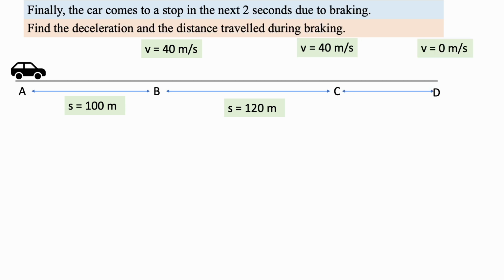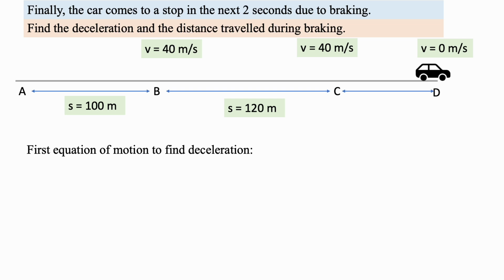Now we need to find the deceleration and the distance traveled during braking. First, it traveled with uniform acceleration, then it traveled with constant velocity, and then finally it came to a stop after the brakes were applied.